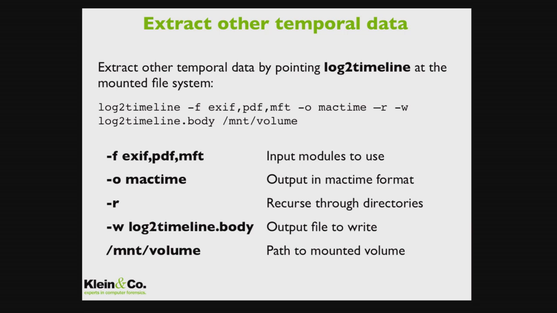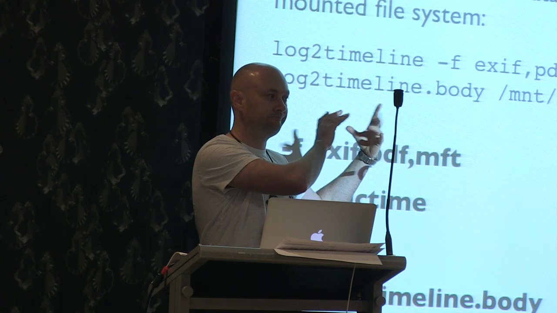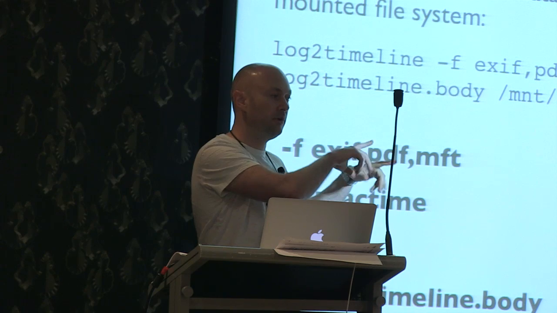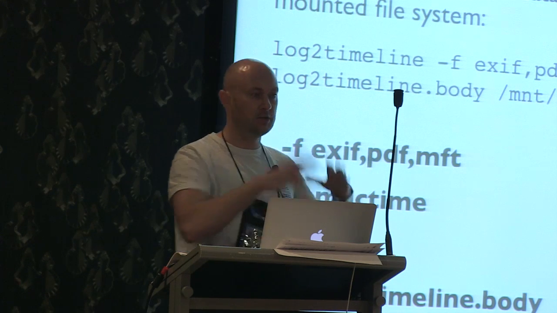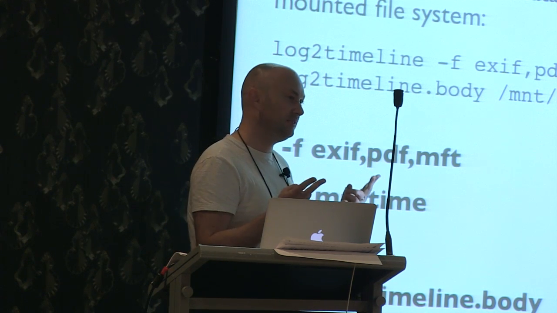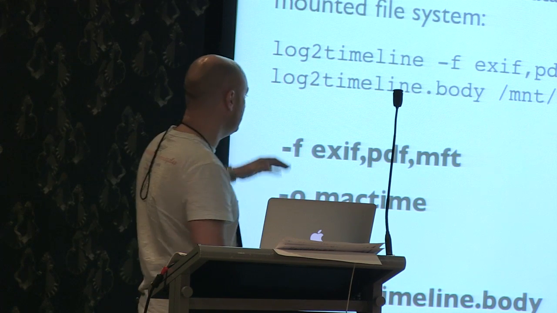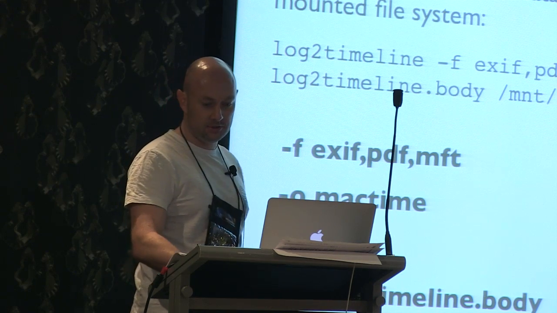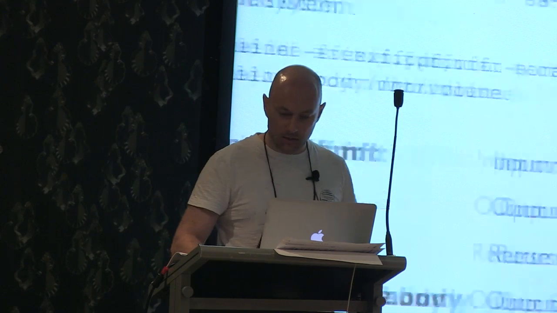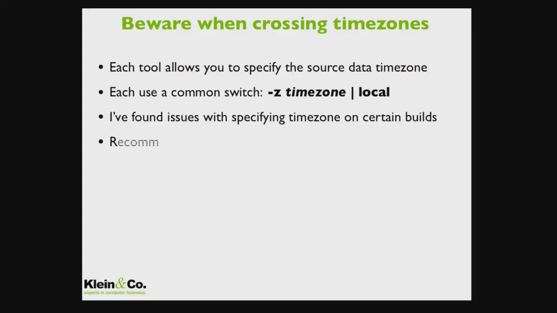And then what you would do is you've obviously had your log2timeline body file, which is going to be in that complicated format that we saw before. Run it through MacTime, get your CSV. So what you've now got is 2 CSV files that contain all your file system metadata and all your other temporal metadata that you've got using log2timeline.